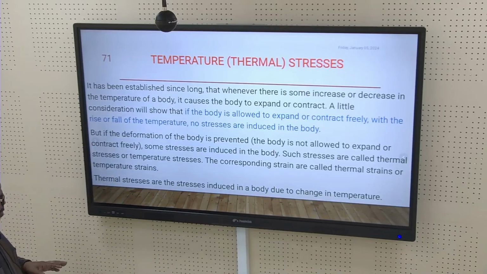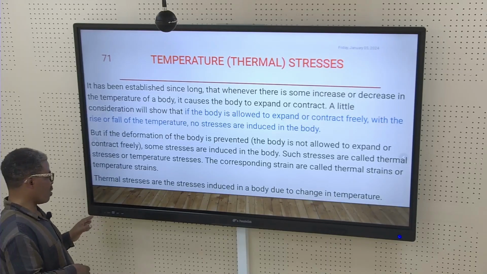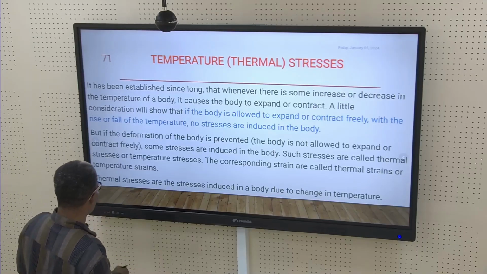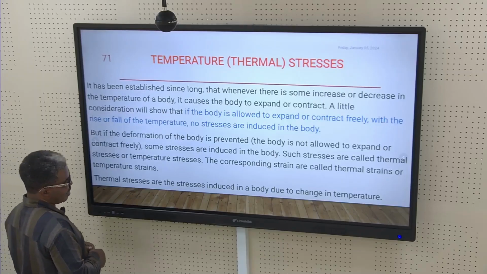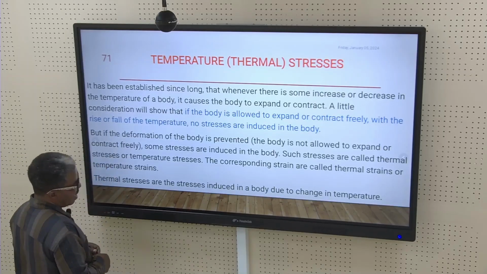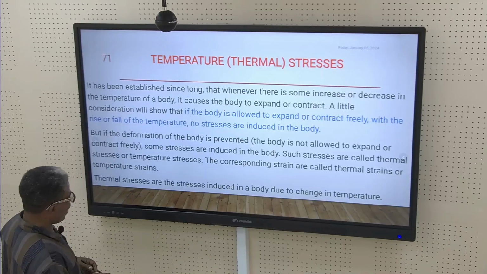Mind you, if the body is left free to expand or contract when the temperature changes, one cannot notice the stresses because there will be no deformation restricted. But once it is restricted or controlled, you can experience some stresses, and finally you can come up to the strain.